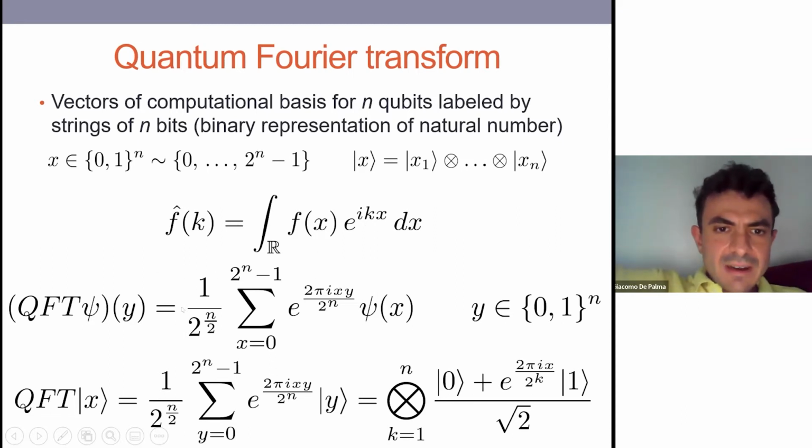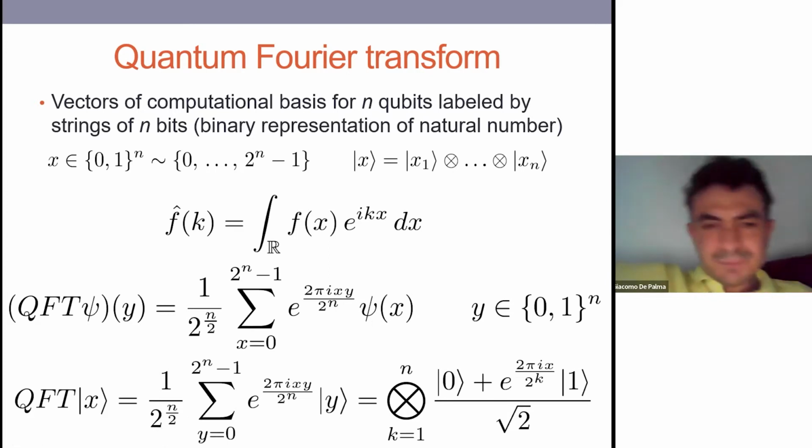We add this normalization factor 1 over 2 to the n over 2 in front, because in this way the Fourier transform operation is exactly unitary. And then we sum over all values of x, psi of x times e to the 2 pi i x y over 2 to the n. And of course, we have to divide by 2 to the n here in the exponent. Otherwise, since x and y are both integers, this exponential will trivially be 1.